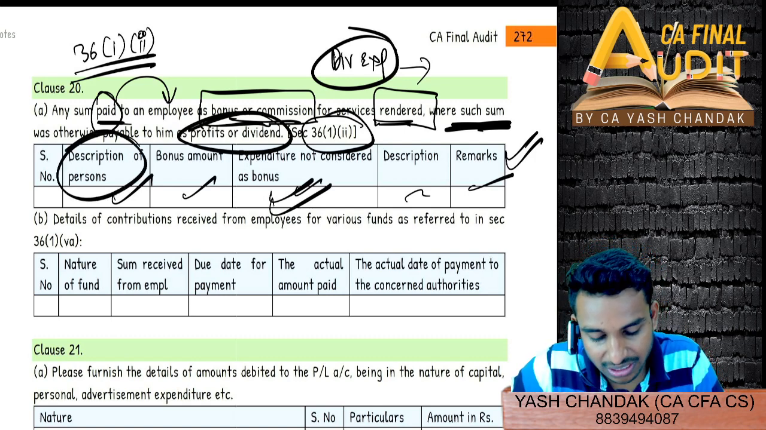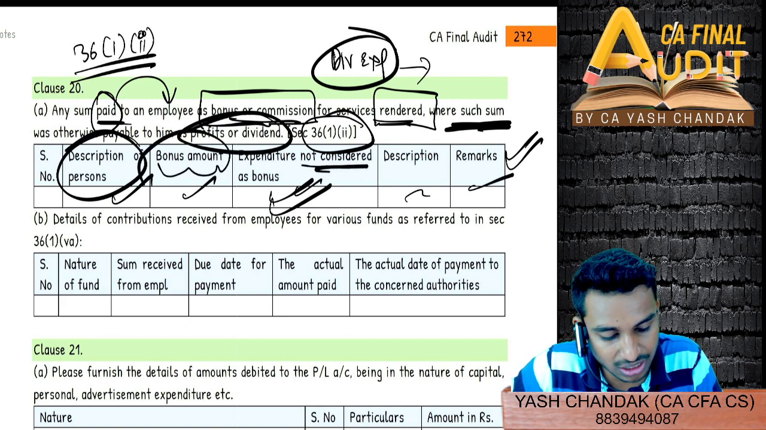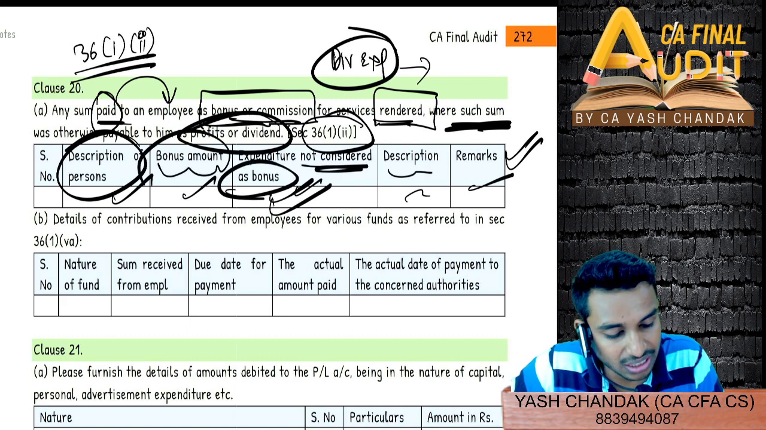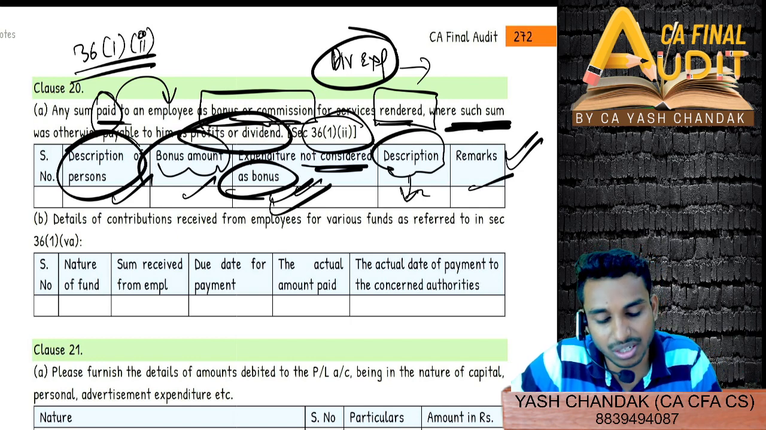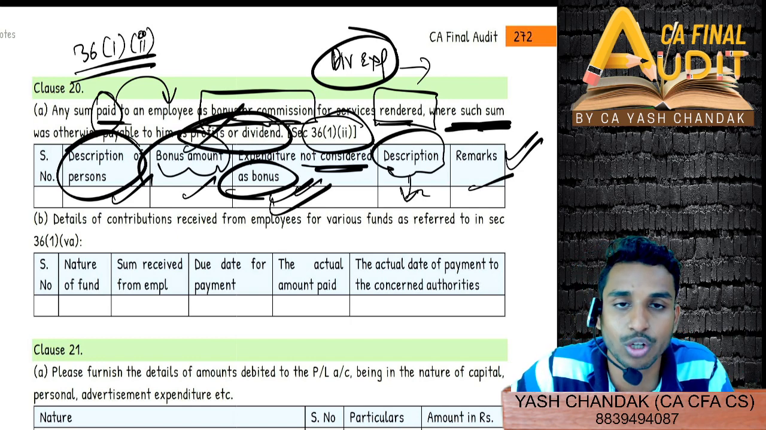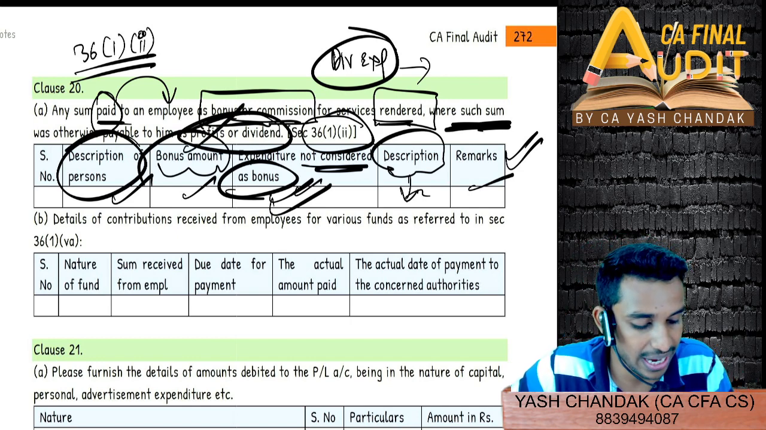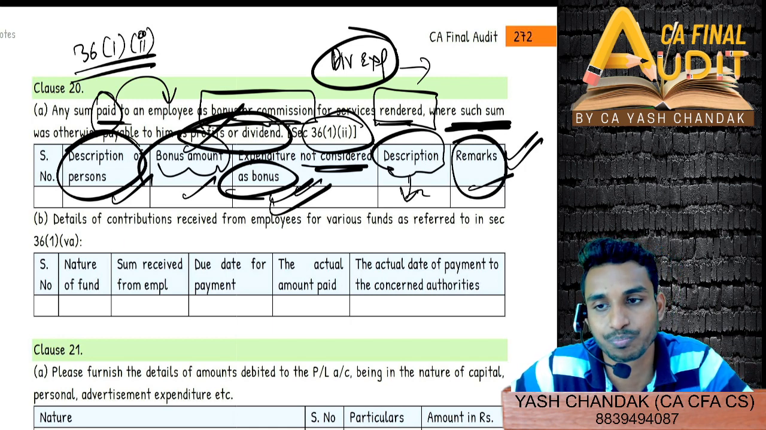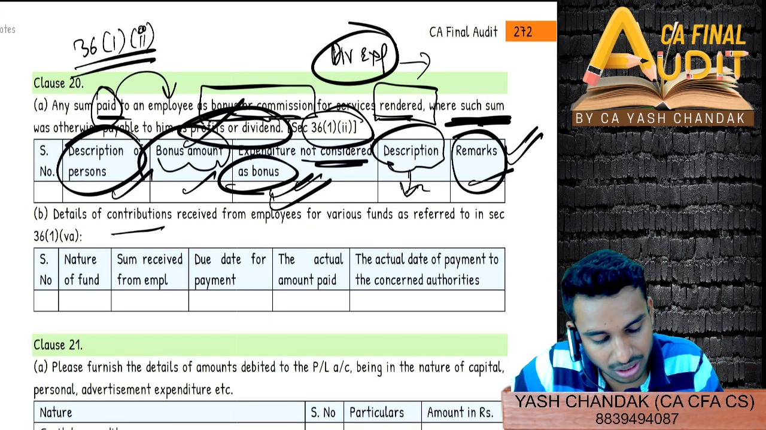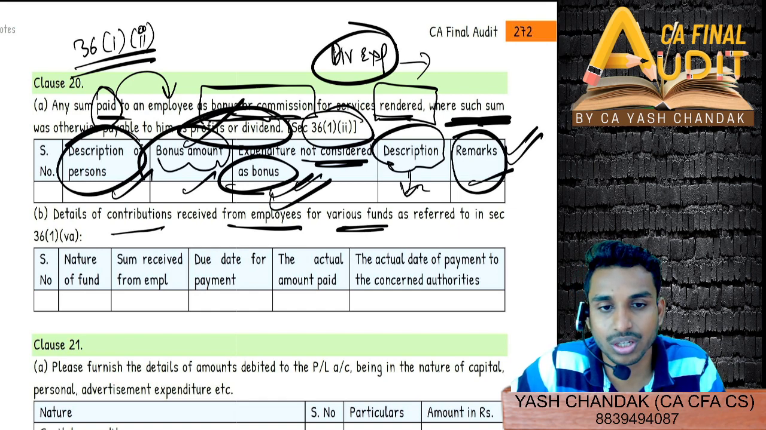So you have to specify the description of person, bonus amount, expenditure not considered as bonus, and the description, why it is not considered as bonus, whether it is already payable as profit or whether it is already payable as dividend, and any remark according to you. Lastly, details of contribution received from employees.